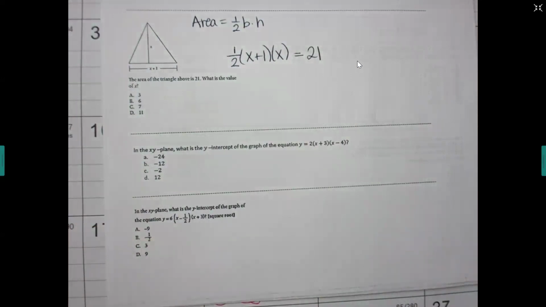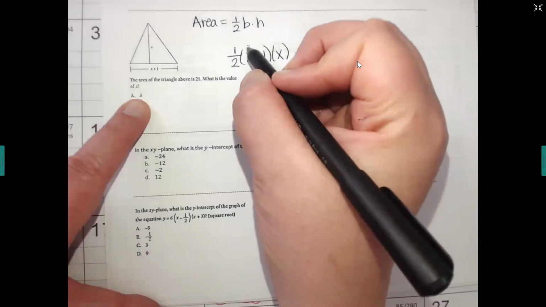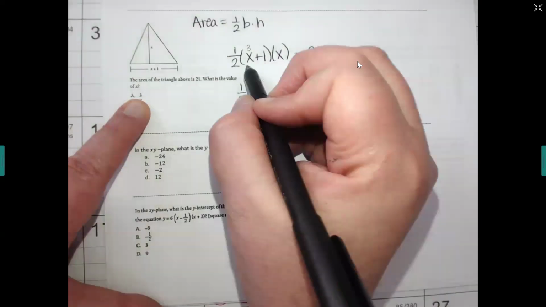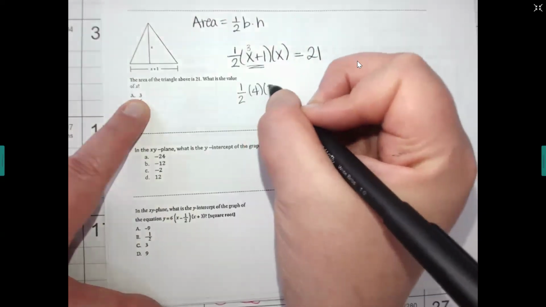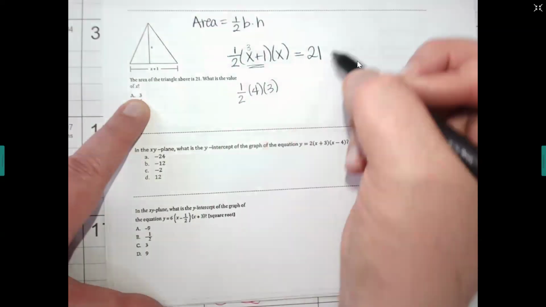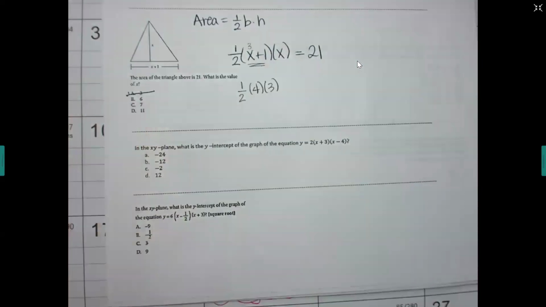Now, you could solve this the long way. However, if I only have 4 answer choices, you could also just take turns plugging them in and see which one gives us the answer. Let's try that method this time. If I have a 3 here, what is 3 plus 1? 3 plus 1 would be 4 times 3. What's 3 times 4? 12. If I cut it in half, do I get 21? No. I also can reason that's way too small.